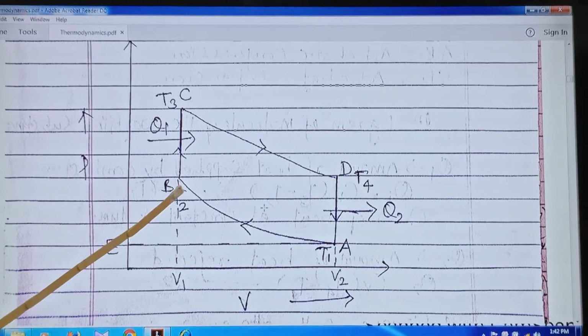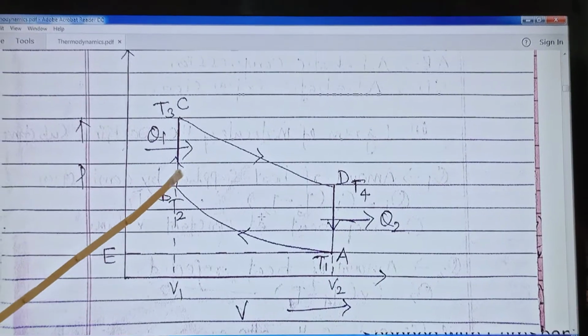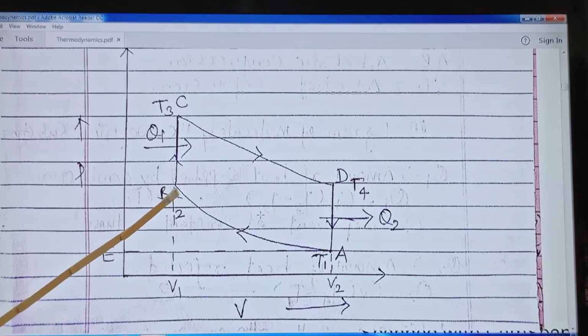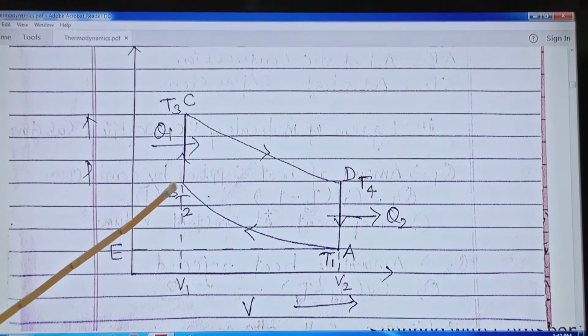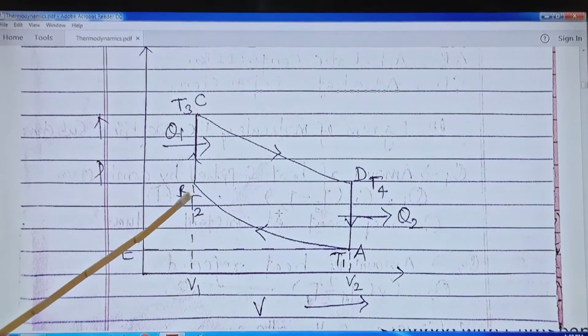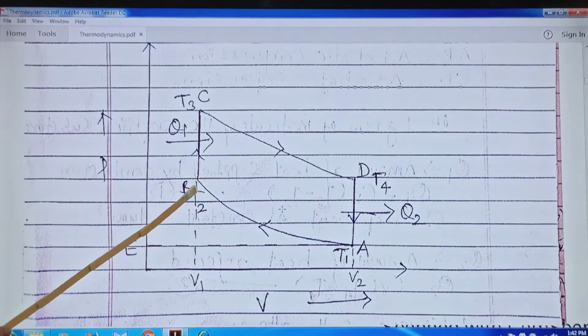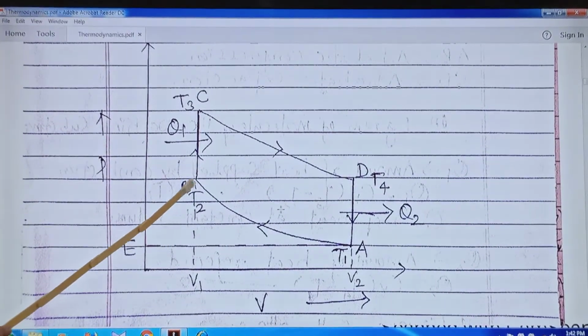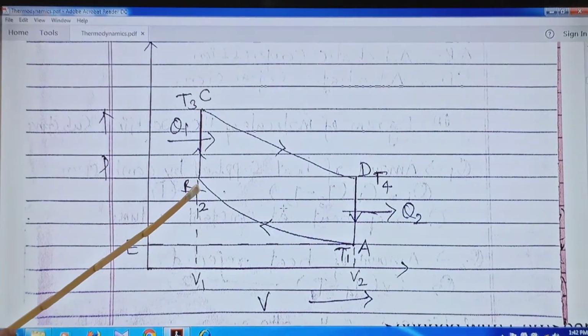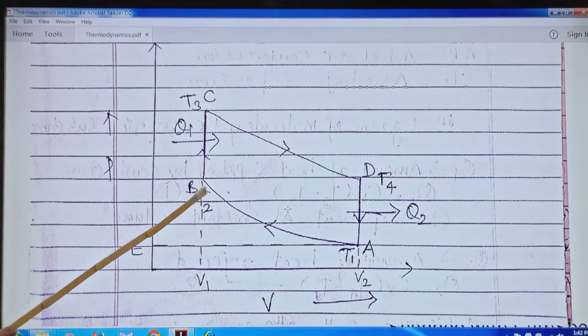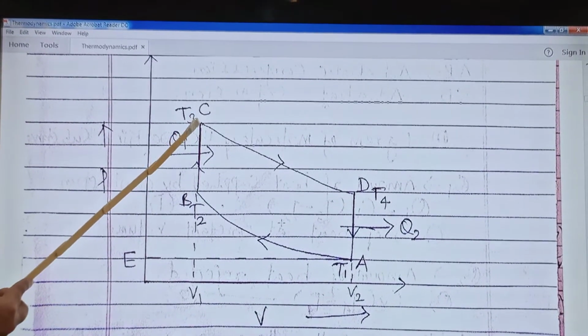T2 is the temperature at B, at which the mixture is fired by the spark. And the specific volume of the working substance remains constant. But there is a sudden rise in the temperature along this BC.